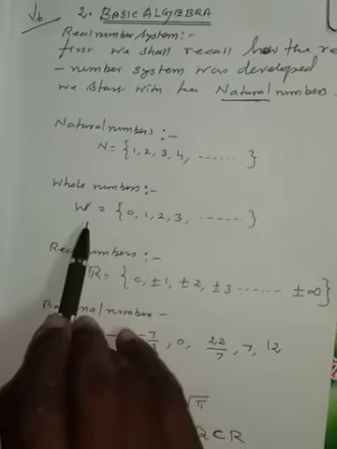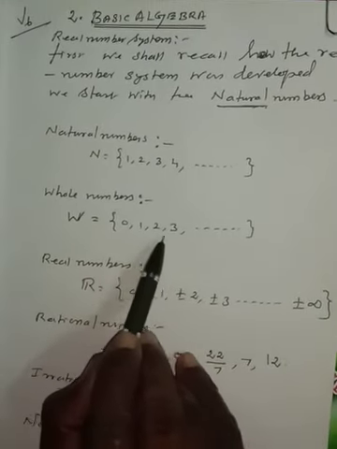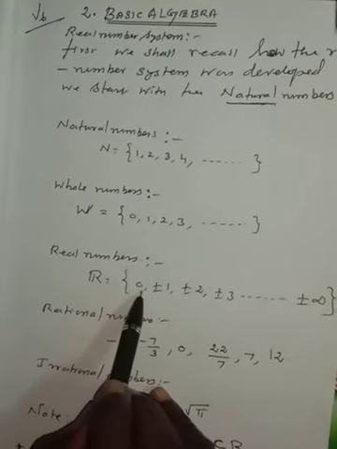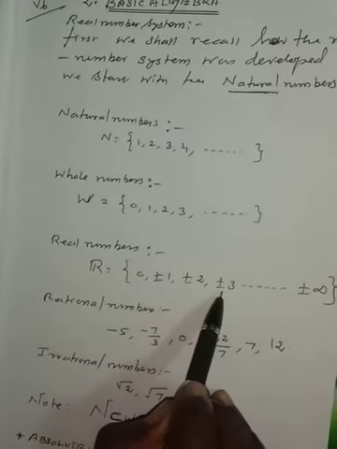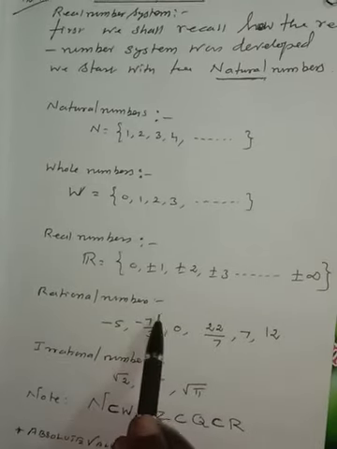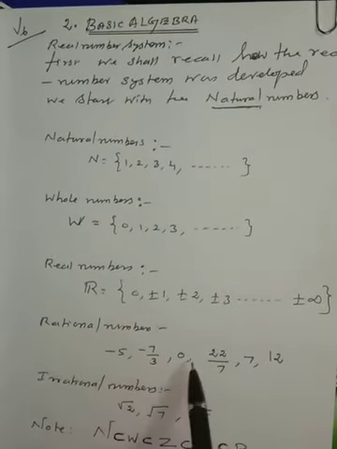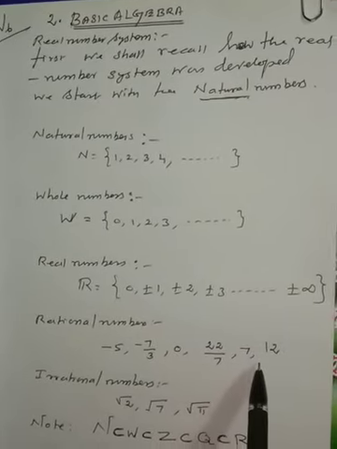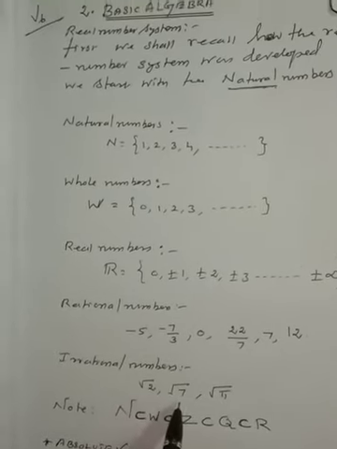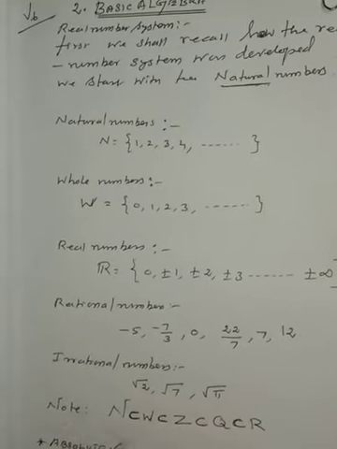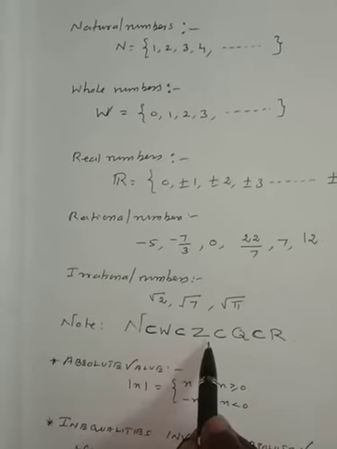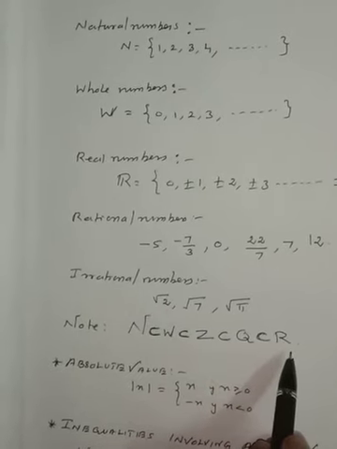Whole numbers W is equal to 0, 1, 2, 3 and so on. Integers Z is equal to the set of all 0, plus or minus 1, plus or minus 2, plus or minus 3 and so on to plus or minus infinity. Rational numbers: minus 5, minus 7 by 3, 0, 22 by 7, 7, 12, all are rational numbers. Irrational numbers: root 2, root 7, root 5 are the irrational numbers. Note, N, the natural numbers, is a subset of W, is a subset of Z, is a subset of Q, is a subset of the real numbers.